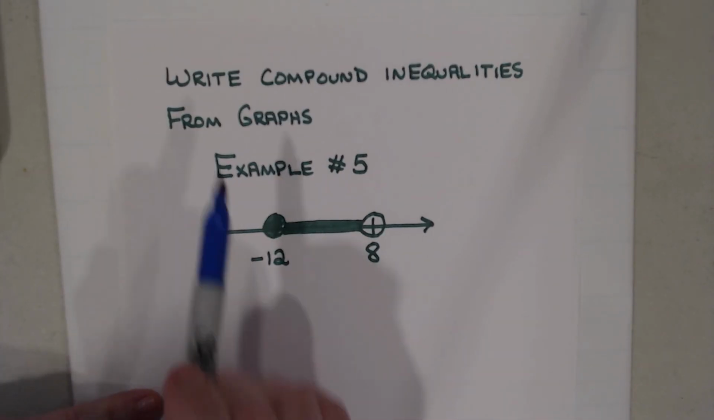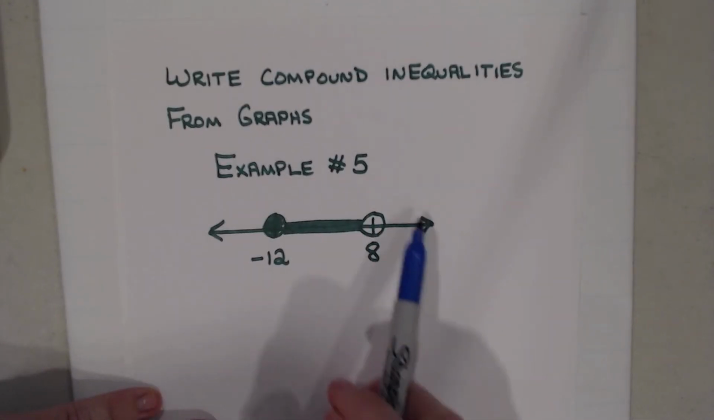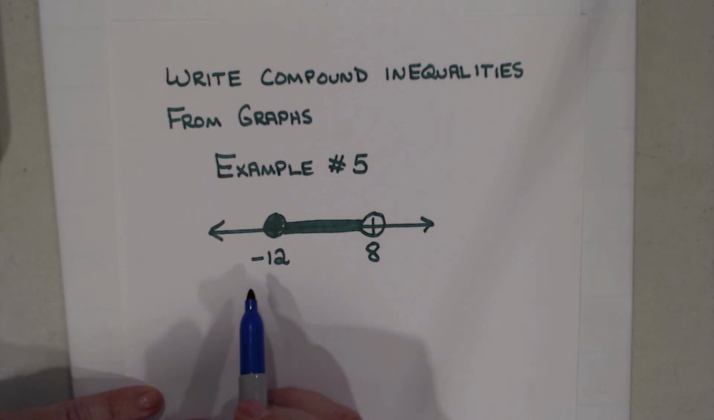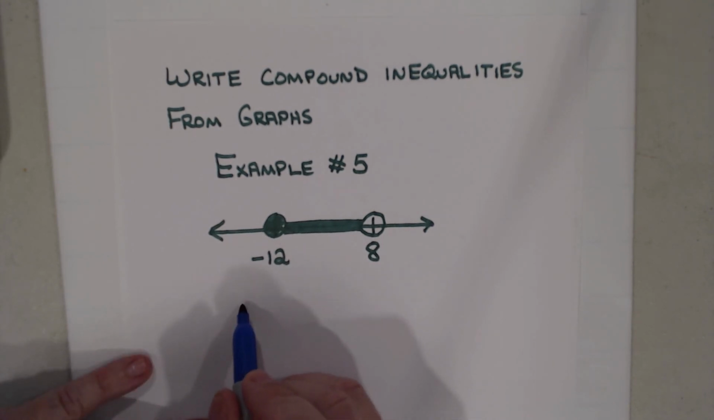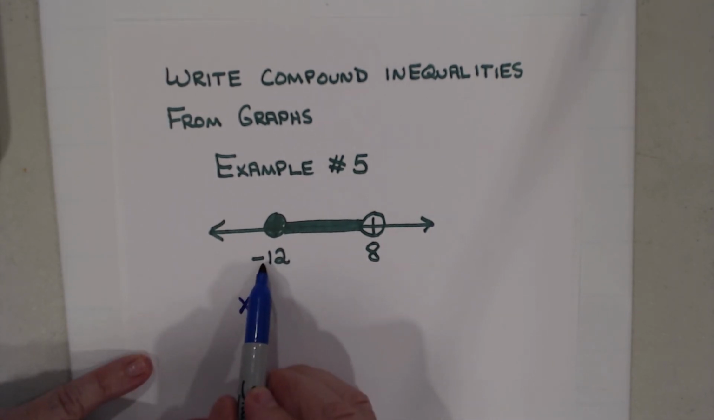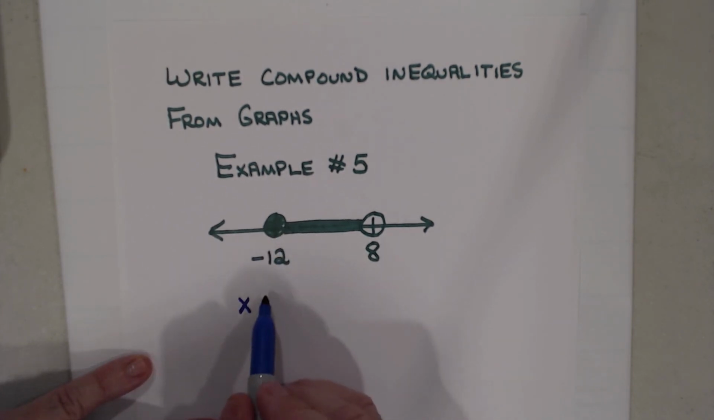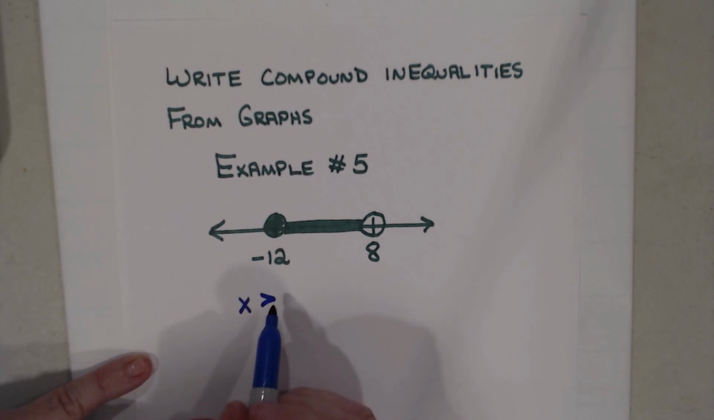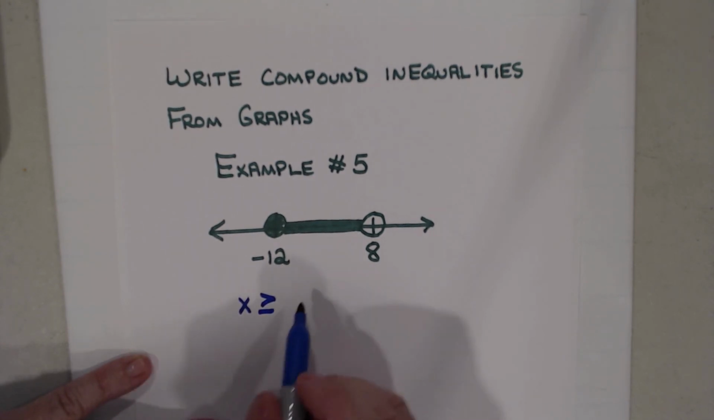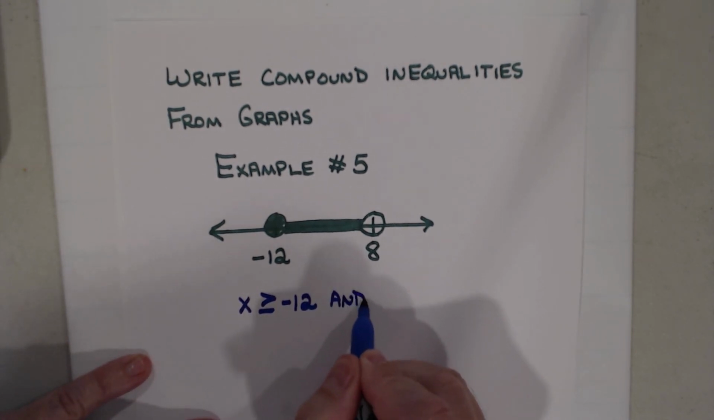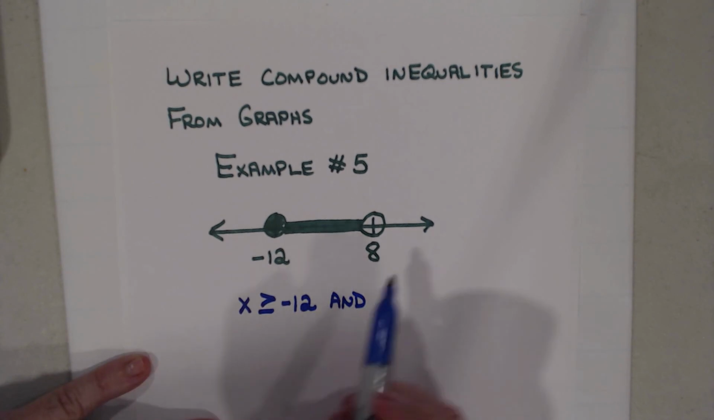They're going to ask you, write a compound inequality from this graph right here. First off, I'm going to start with this one. All my answers are what? Less than or greater than negative 12? Looks like greater than. And since it's shaded, or equal to negative 12, it's shaded in the middle. That means I'm going to use the word AND.